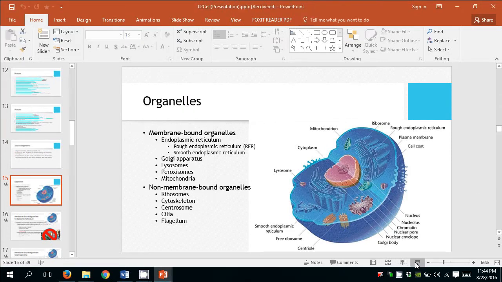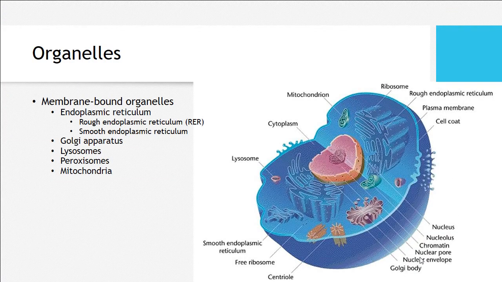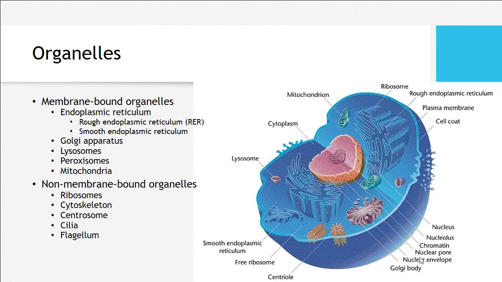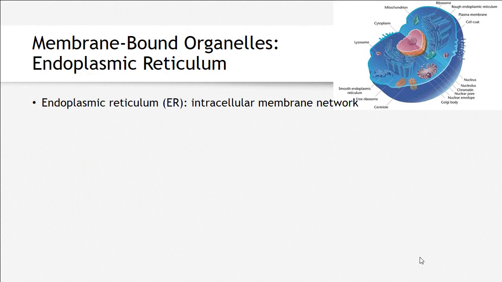Okay, this next video will be talking about the different types of organelles. Once again, membrane-bound organelles have a membrane around them, while non-membrane-bound organelles do not have membranes around them. Let's first begin with the endoplasmic reticulum. This endoplasmic reticulum actually is continuous with the nuclear envelope.